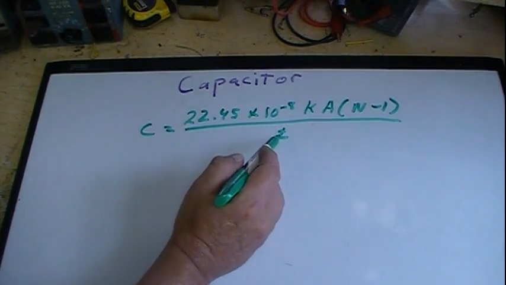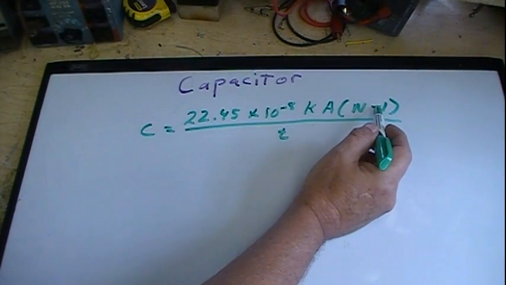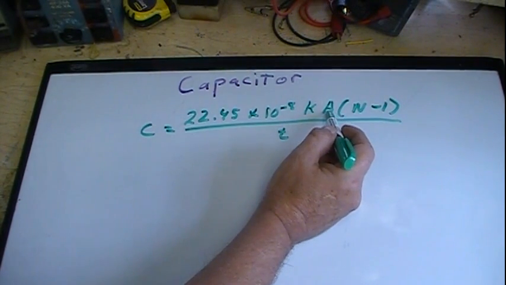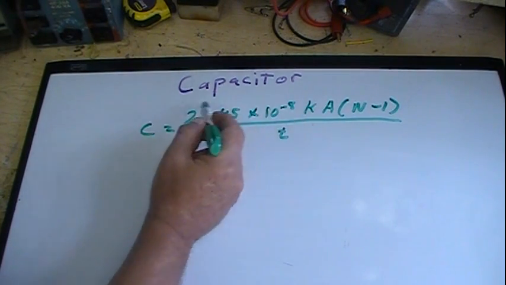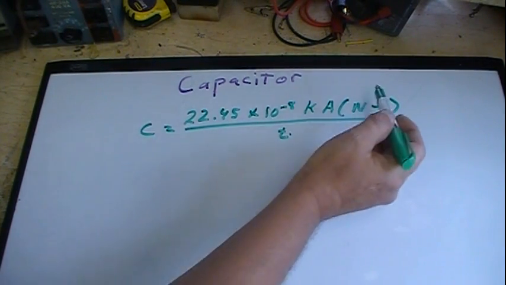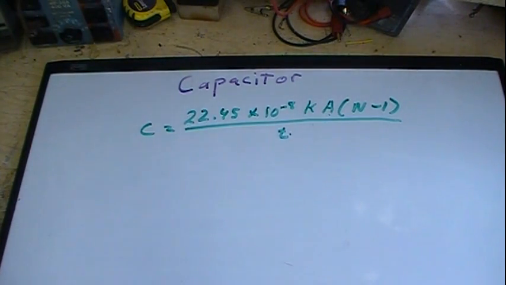So this gives our distance, how far the plates are separated. This gives the number of plates that we're going to be dealing with, the area of one side of the plate, and our dielectric constant. And again, this number allows this to be in inches and this to be in square inches to get microfarad capacitance. Alright.